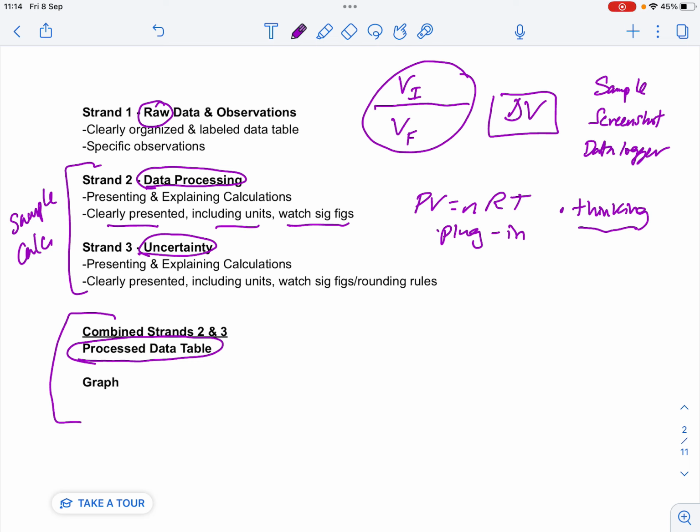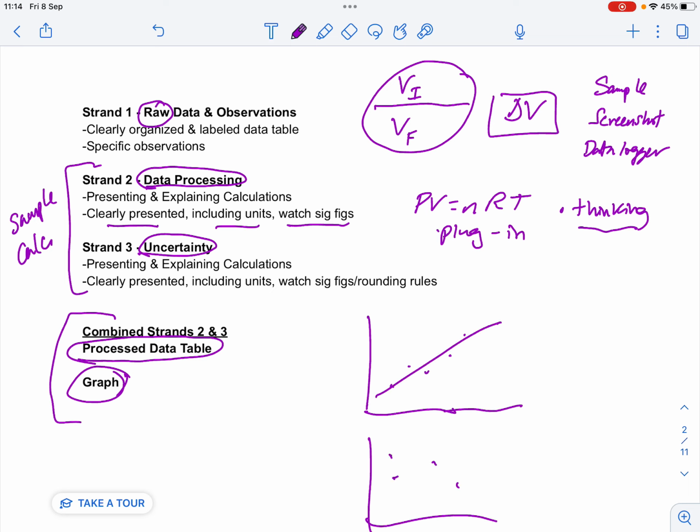And most IAs will end with some kind of graph. In chemistry, they tend to take the form of scatter graphs, right? Maybe we're looking for a linear relationship. Maybe we're looking for a negative linear relationship. Maybe we're looking for an inversely proportional relationship. Maybe we're expecting an exponential relationship of some kind.